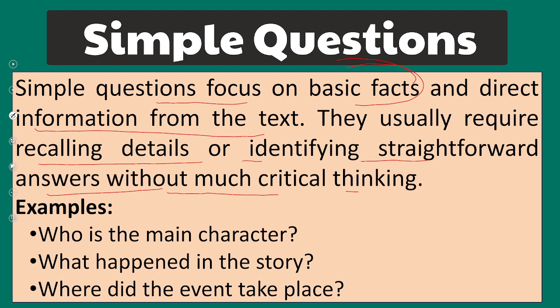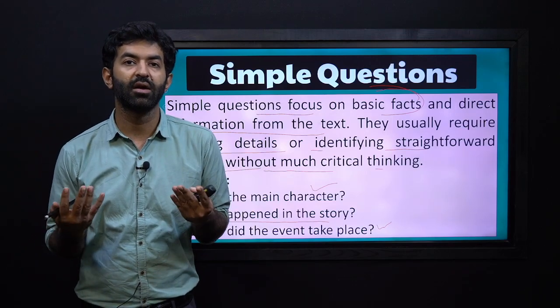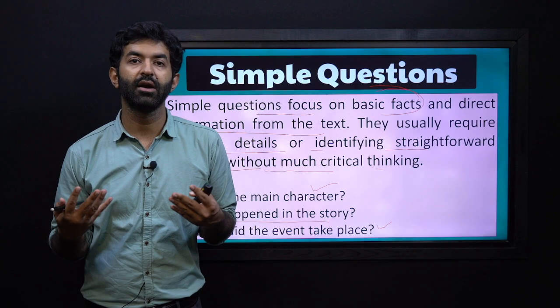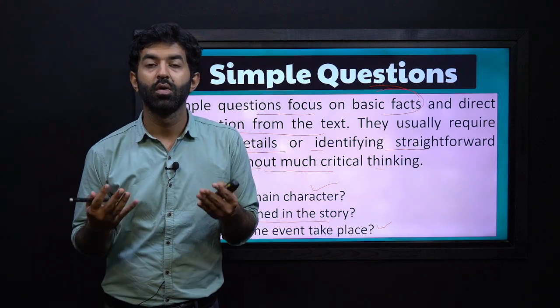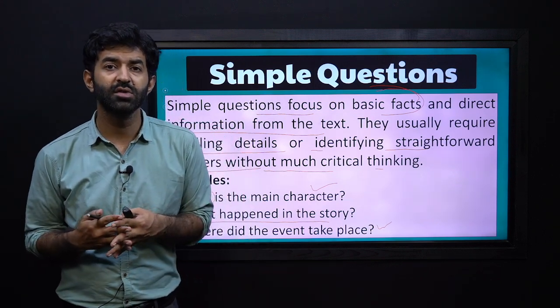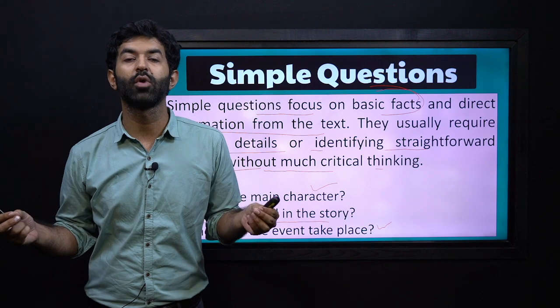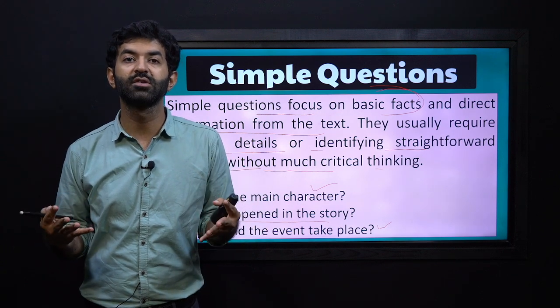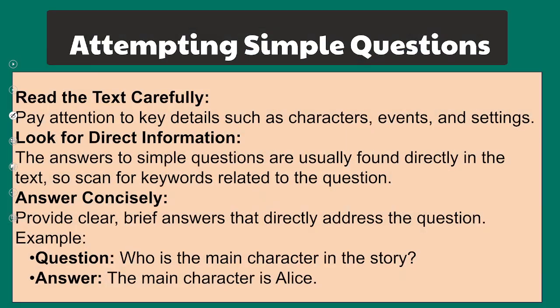Questions like who is the main character? You can easily find it. What happened in the story? Where did the event take place? Or what is the setting of the story? So these questions are simple questions that are mostly beginning with what and who. So what, who, and where. These are questions that are simple to answer, and we call them lower order thinking skills or LOTS questions. Now, how do we attempt the simple questions?